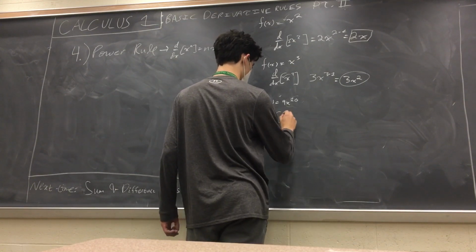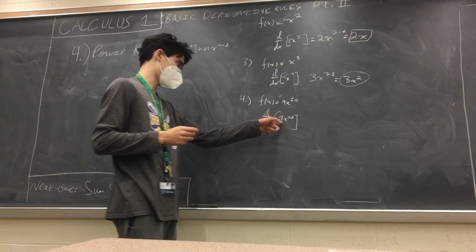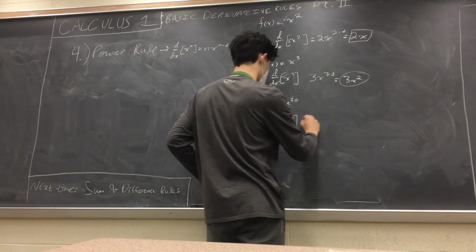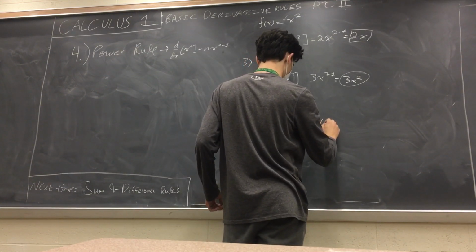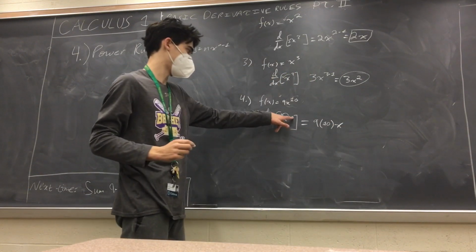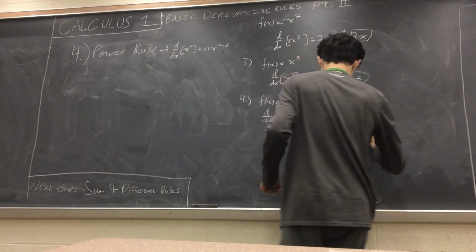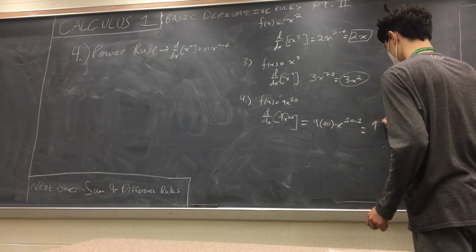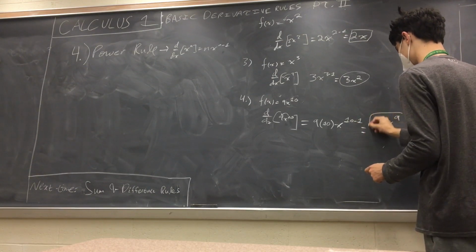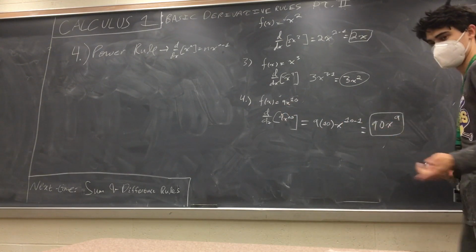So we know that this is the derivative of 9x to the 10th. So we multiply the coefficient by the exponent. So this becomes 9 times 10x to the n minus 1. In this case, n is 10. So to the 10 minus 1, 9 times 10 is 90. X to the 10 minus 1 is 9. So the derivative of 9x to the 10th is 90x to the 9th.